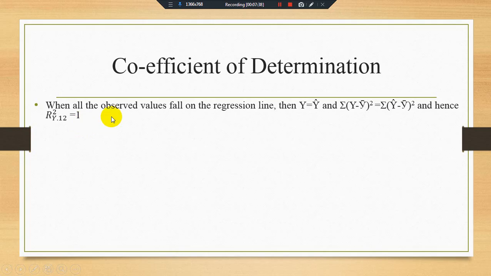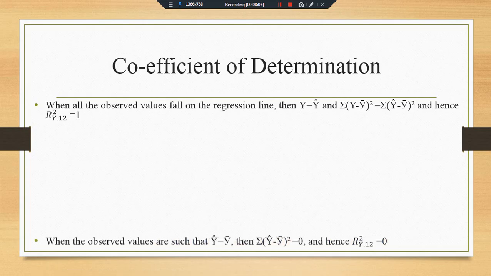So keep it in mind, when our total variation is equal to explained variation, when we have observed value of y and estimated value of y equal to each other, then our r square is equal to 1. So this means 100% variation in our dependent variable is explained by our explanatory or independent variable.